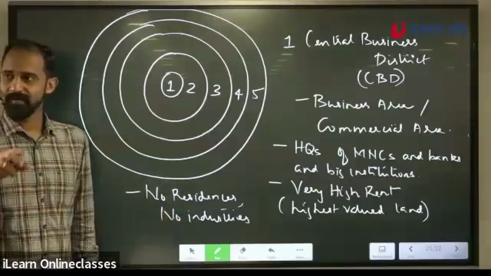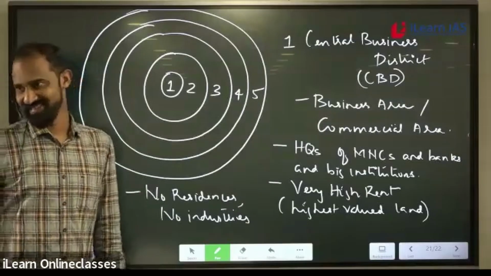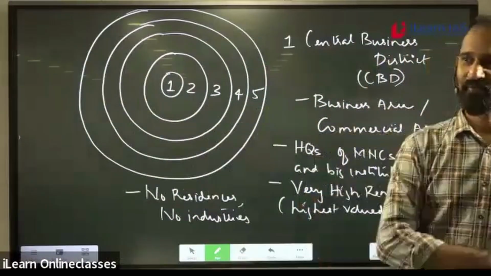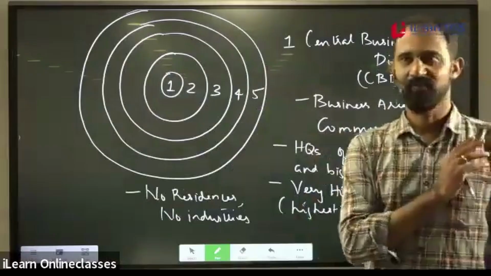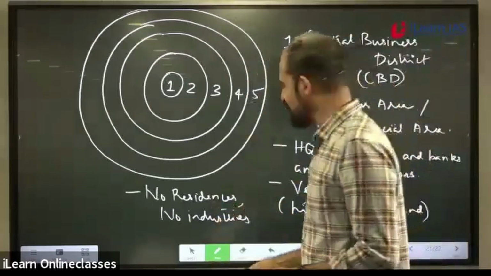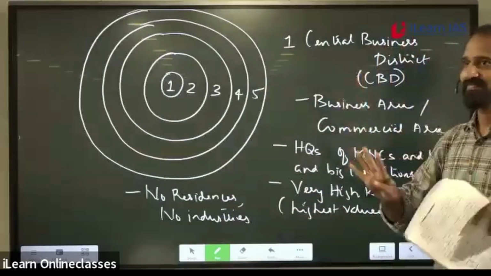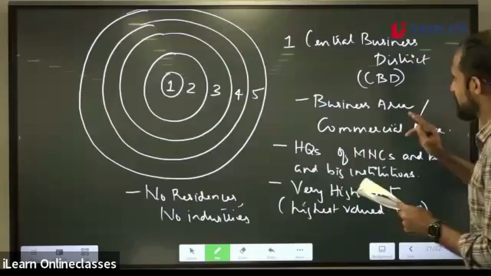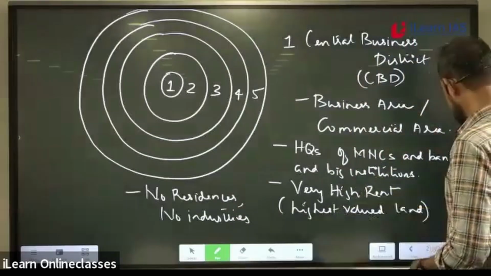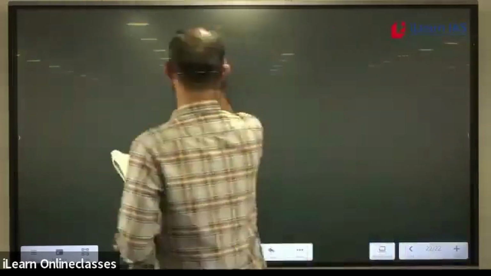Now it has a feature: it will be vacant during the night because nobody lives there. At night, it will be full of only watchmen, for every MNC and every shop. Nobody will come there because nothing will be open, so at night it goes almost to a standstill. So this is the central business district. Next is zone 2, the zone of transition, or zone in transition.